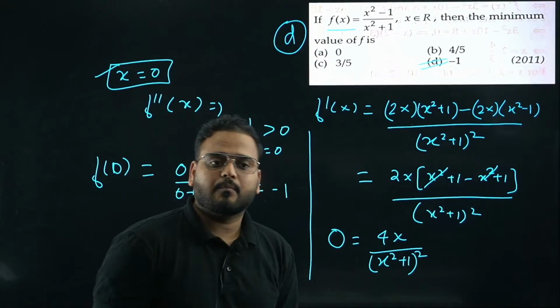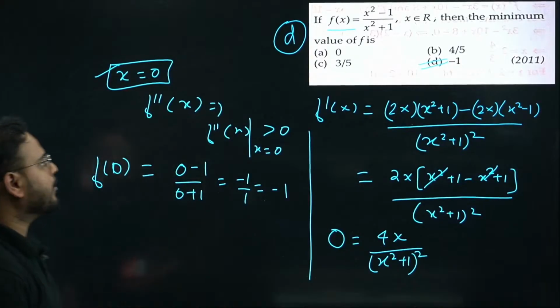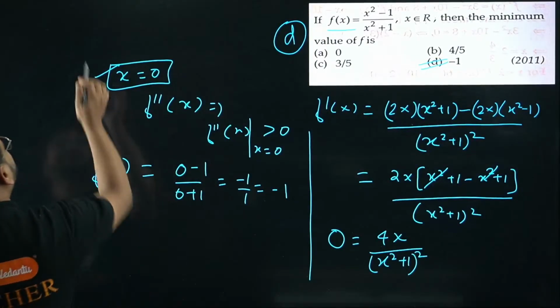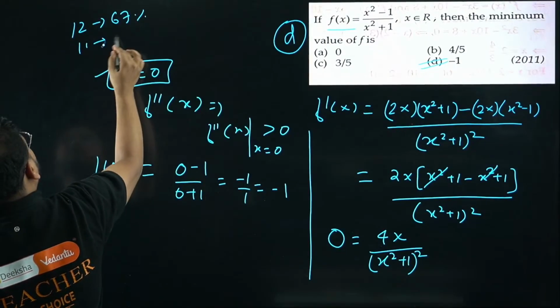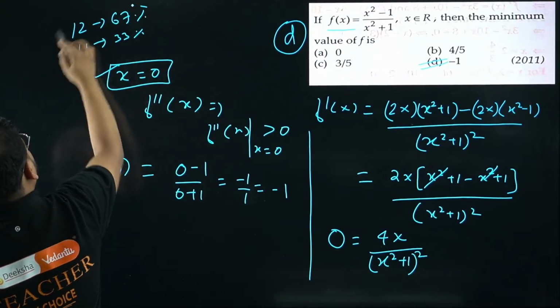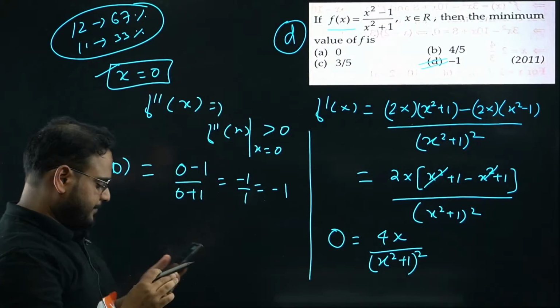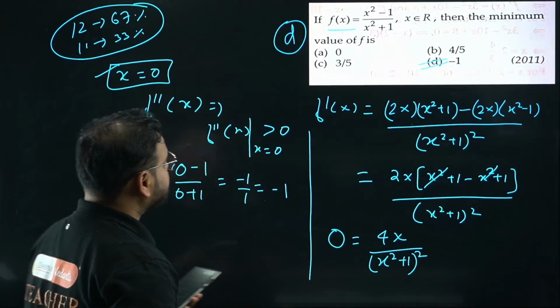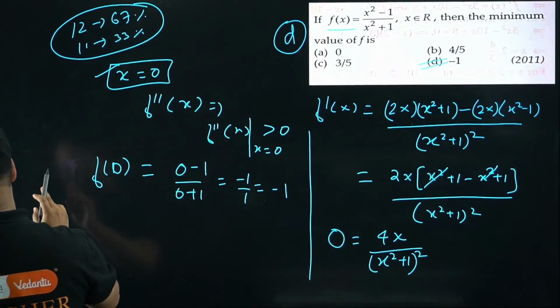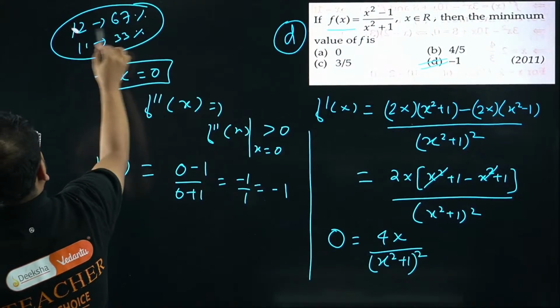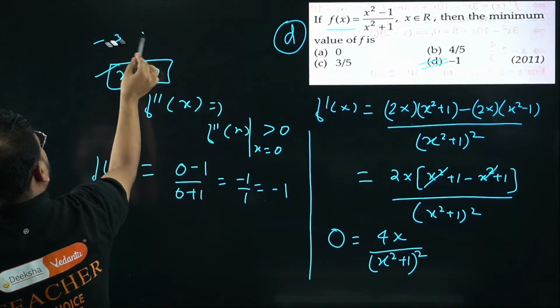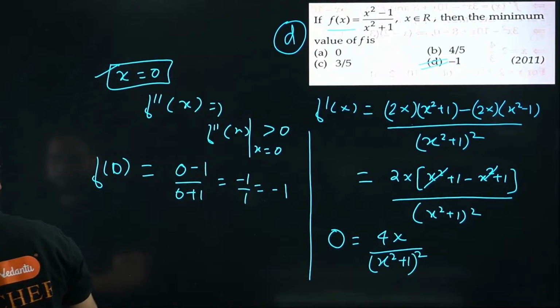In COMEDK, more questions are coming from 12th only. For 12th you have 67% weightage and for 11th you have 33% weightage. That's your weightage for COMEDK. Yeah, answer D is right. Okay, let's remove this and move on.